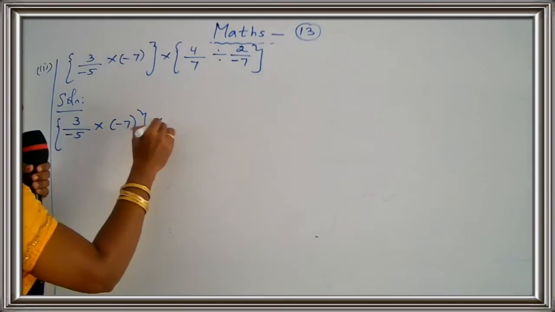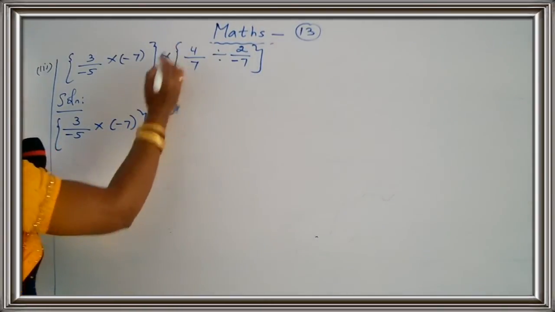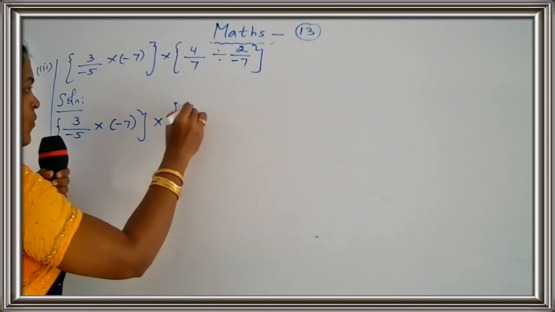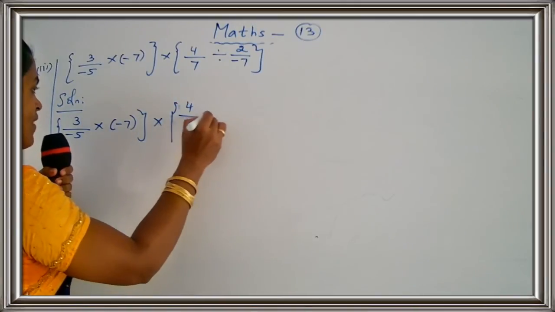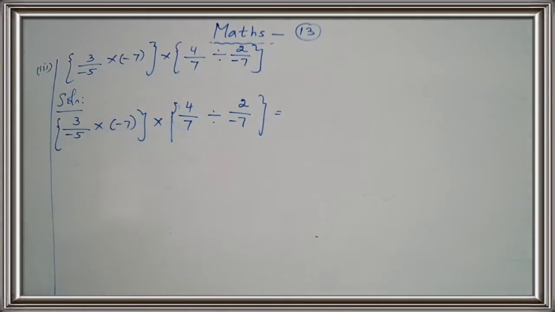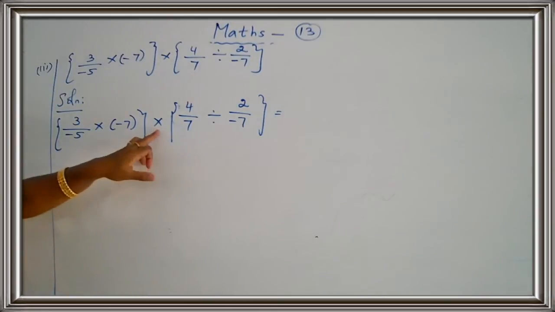Minus 7 means minus 7 upon 1. Okay children, listen carefully. 3 upon minus 5 can be written as minus 3 upon 5, into minus 7 is equal to minus 7 upon 1. Yes or no? Minus 7 can be written as minus 7 upon 1.